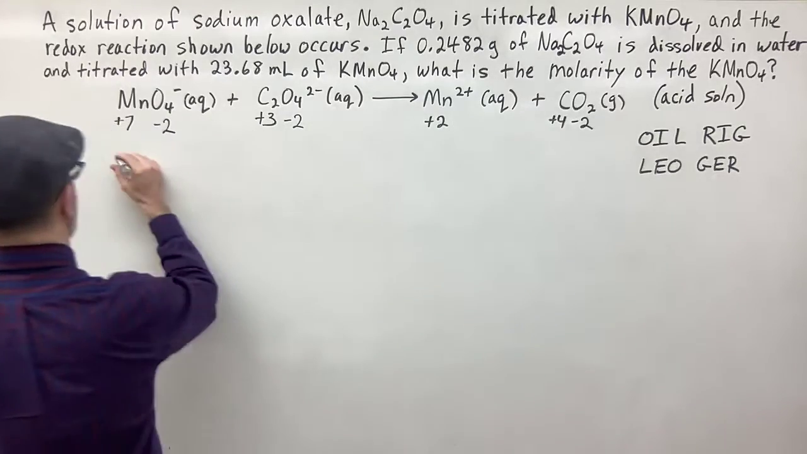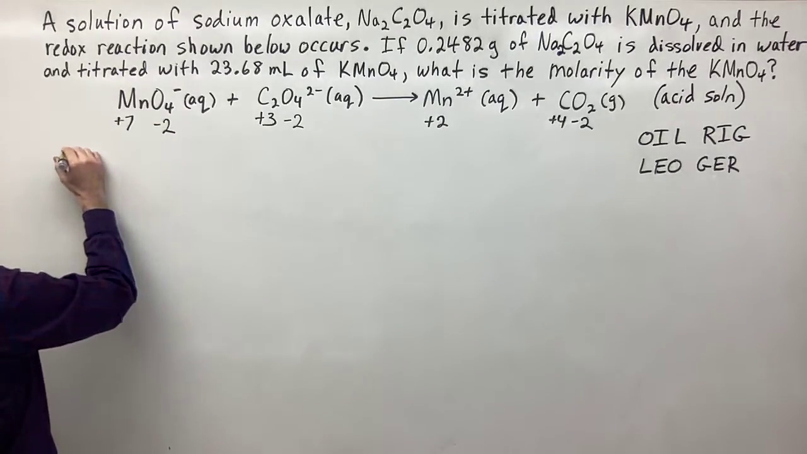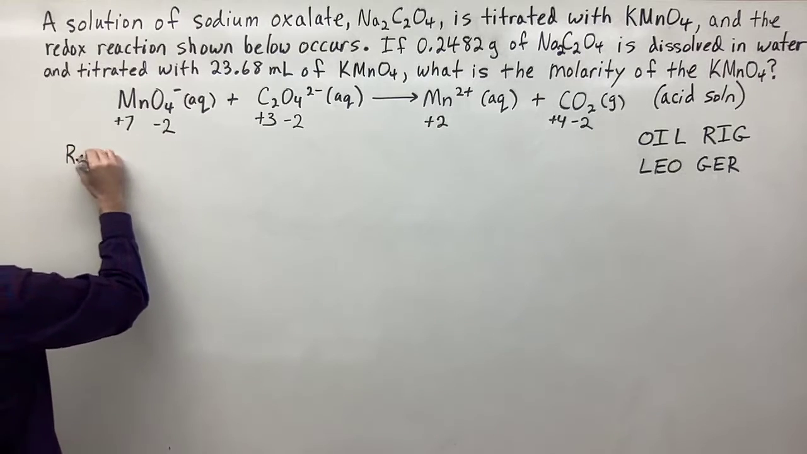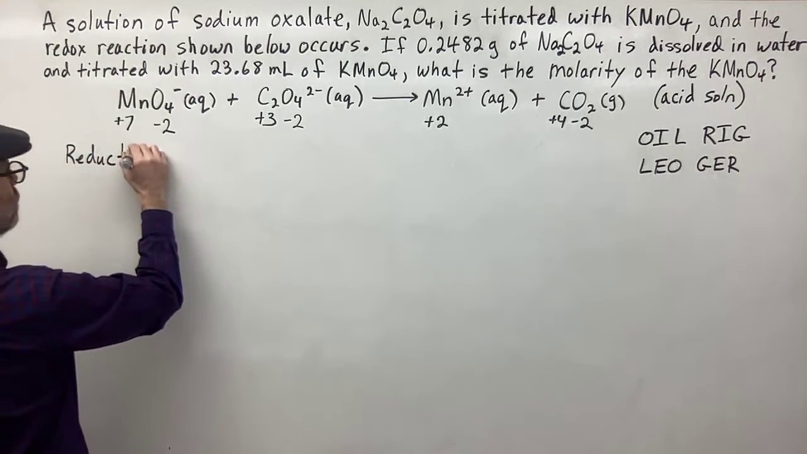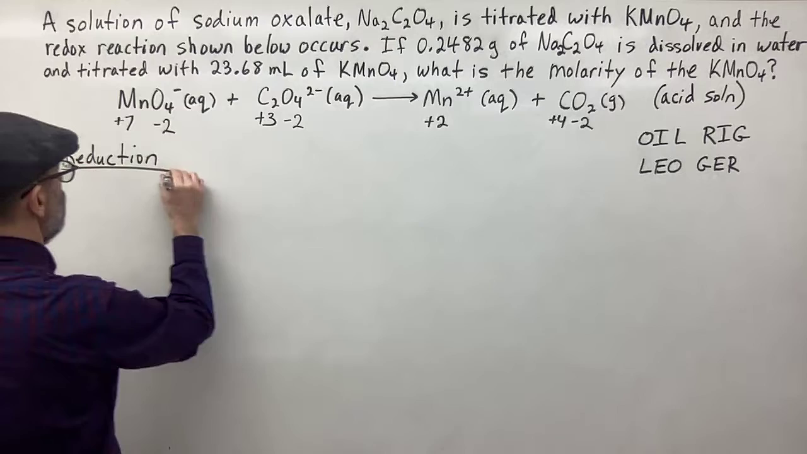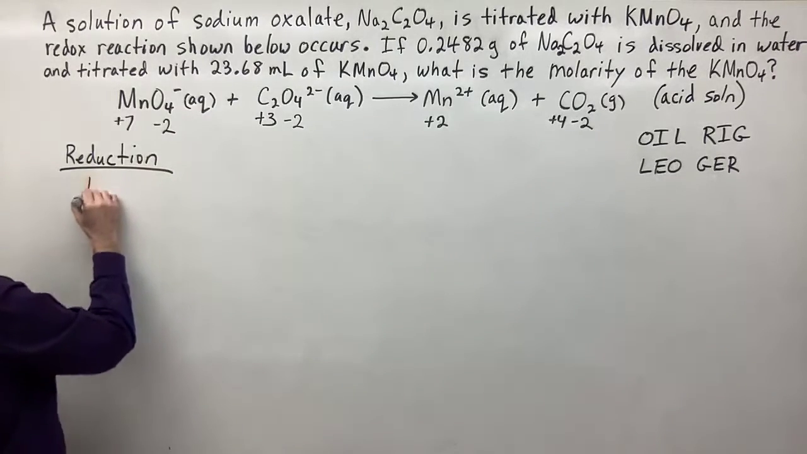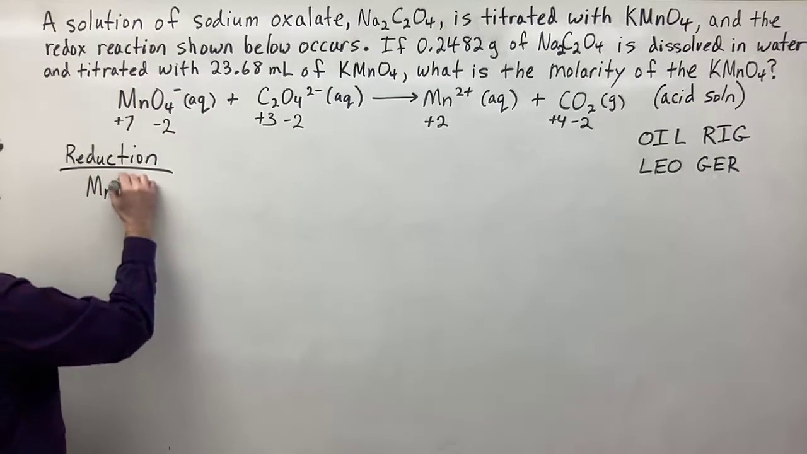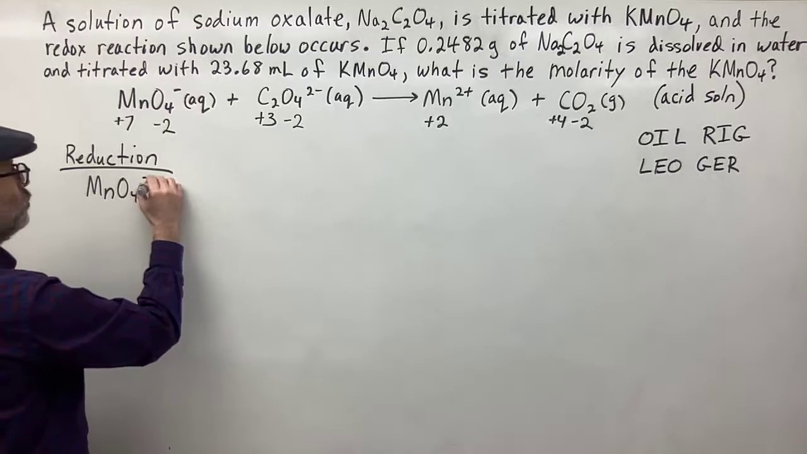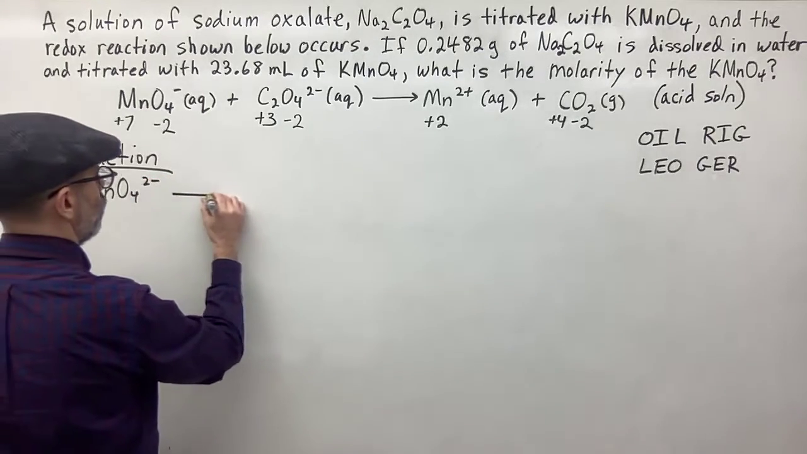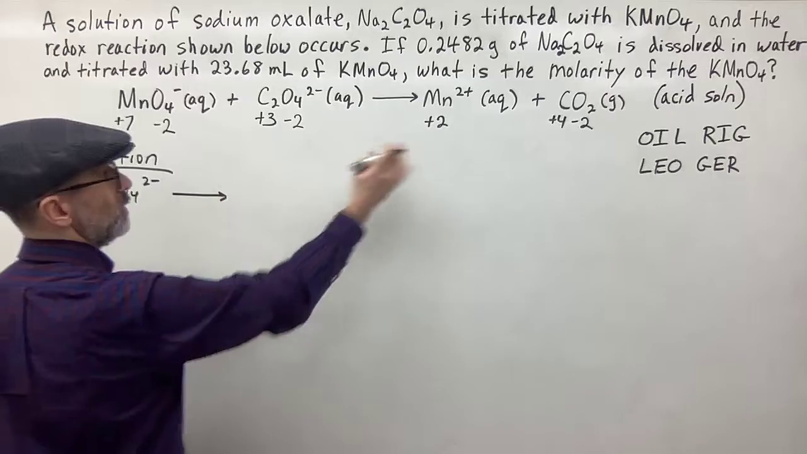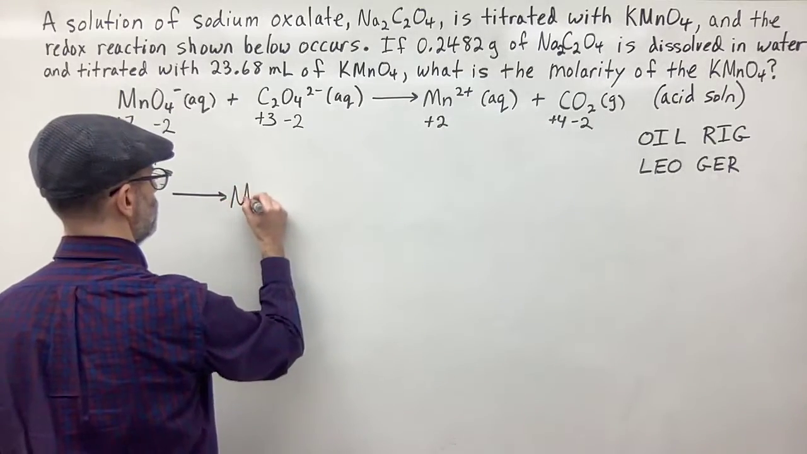So we're going to now separate those out. So we're going to have reduction. So the reduction half reaction is going to be MnO4-, and that's going to go to Mn2+ on this side.